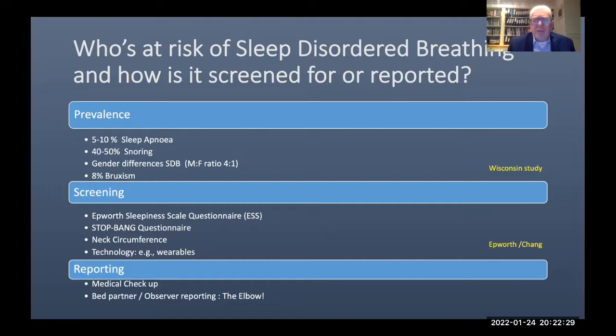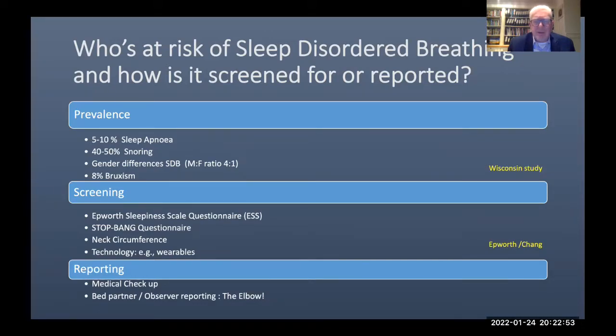Sleep bruxism is estimated at a prevalence rate of 8% of the general population through a number of studies. So how are these disorders screened for? Are there screening tools out there? Well, sleep disordered breathing is associated with daytime sleepiness, and sleepiness is associated with drowsy driving and other considerations in this respect, falling asleep at meetings and things like that.